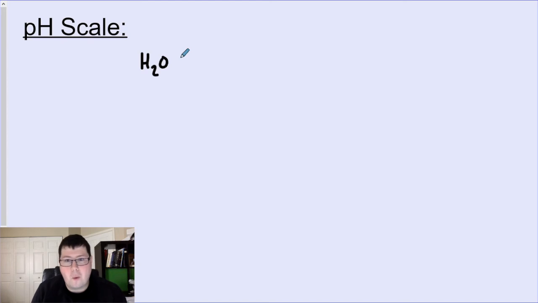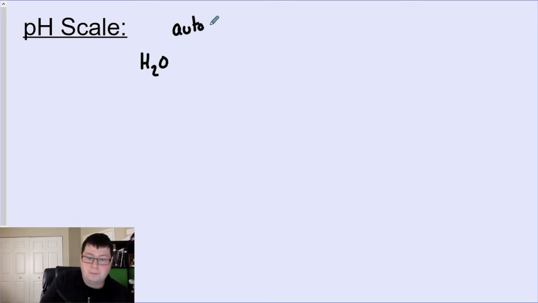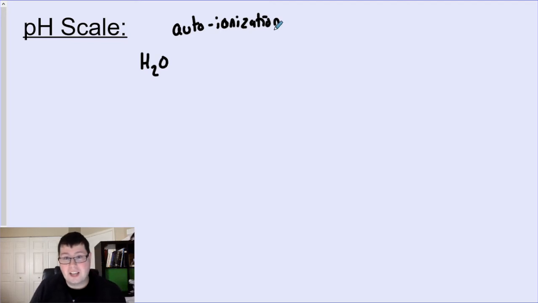we often say that pure water doesn't conduct electricity, but that's a little bit of a misnomer. Pure water doesn't conduct very much electricity. There actually are some ions in water, and we can figure out why. The way that happens is due to what's called the autoionization of water. Auto, meaning self. So water can actually ionize with itself, and we can take a look at why.